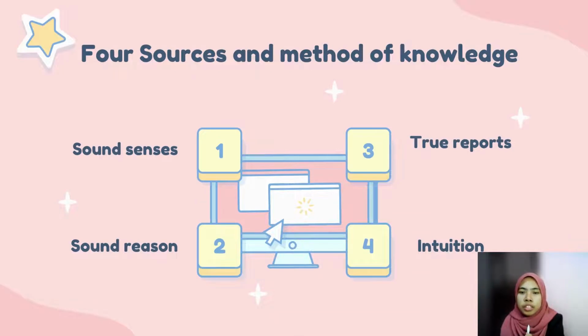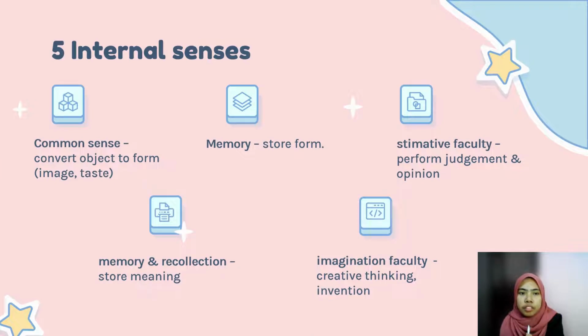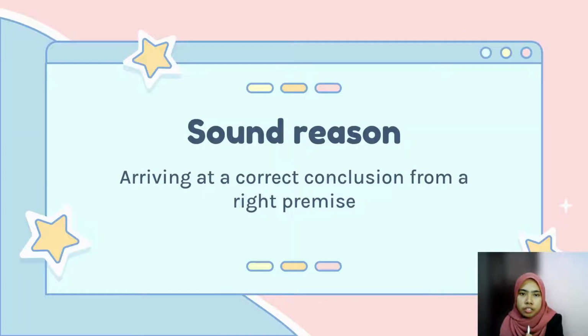4 sources and methods of knowledge. First, sound senses, sound reason, true reports, and intuition. The 5 external senses are touch, taste, smell, sight, and hearing. The 5 internal senses are common sense, which converts objects to form; memory, which stores form; the estimative faculty, which performs judgment and opinion; memory and recollection, which store meaning; and the imagination faculty, for creative thinking and invention.